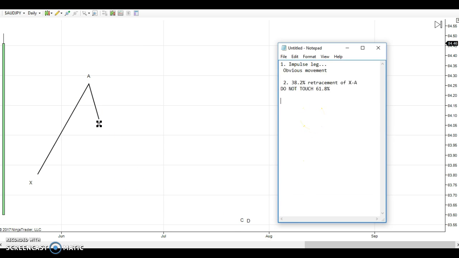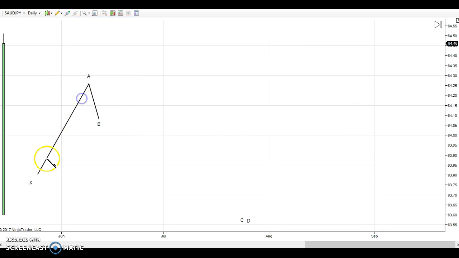Now the next rule we're looking for is a 127.2% extension of X to A. But we do not want to touch the 141.4% extension. Oh, sorry about that. So what does that look like? We want a 127.2% extension of X to A, but we don't want it to extend to 141.4%. If it does extend that far, then it's an invalid Cypher pattern.